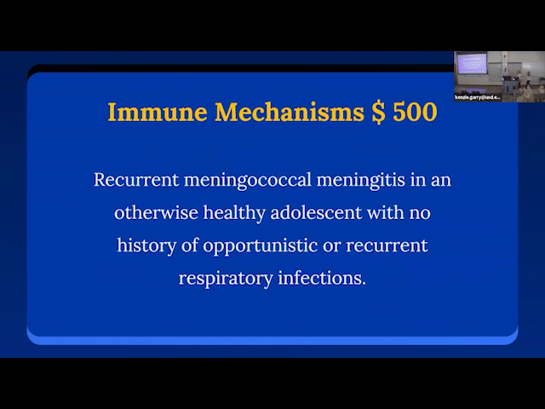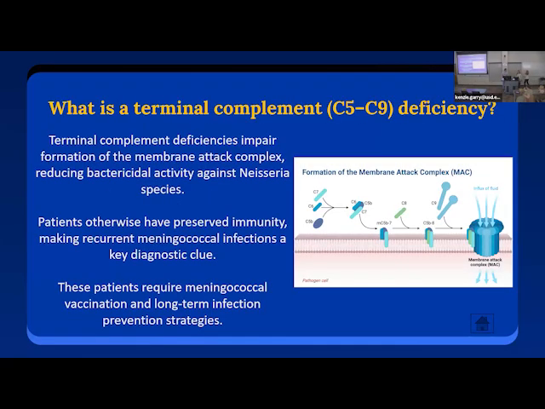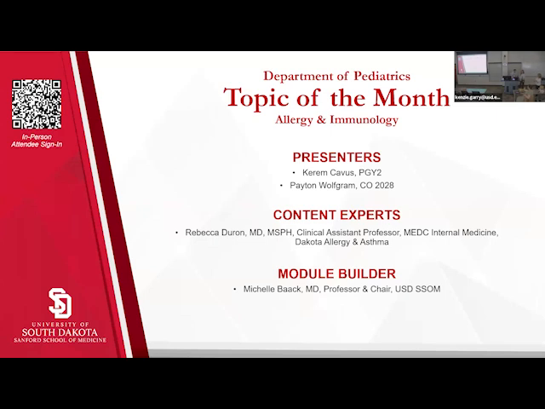So it's terminal complement deficiency. Yeah. Okay, so I feel like I talked about this a lot. If they have recurrent meningitis, then we're looking towards terminal complement deficiency because they can't make the membrane attack complex. So if you do discover this deficiency, they're going to need, of course, vaccination and long-term prevention strategies. Did we figure out how to do this? No. You need to go back all the way.